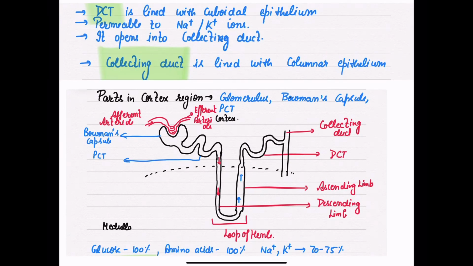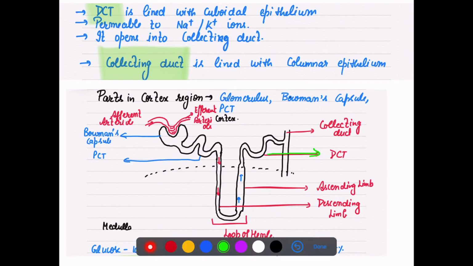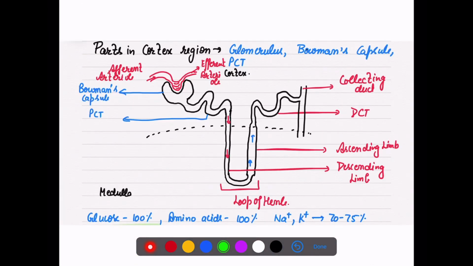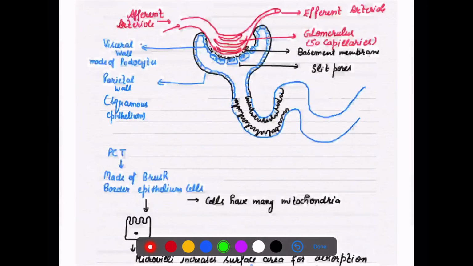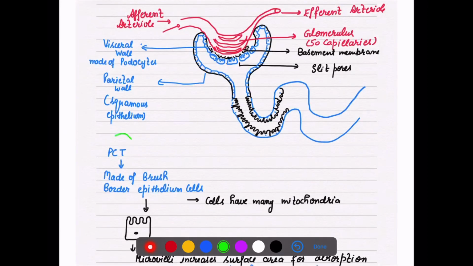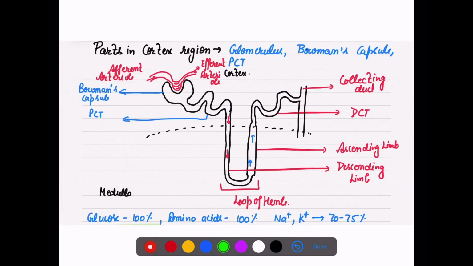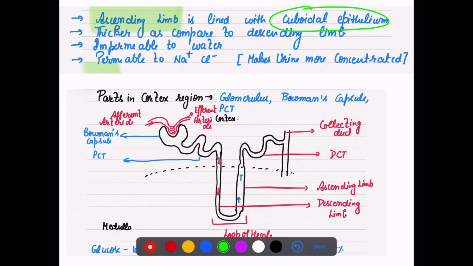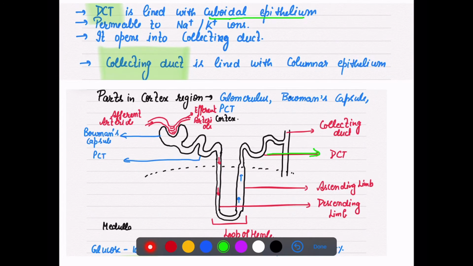So the next one is our DCT. DCT is lined with cuboidal epithelium. PCT is covered with which epithelium? Recall that PCT has a very special role. It is covered with brush border epithelium. The descending limb is covered with squamous epithelium. The ascending limb has cuboidal epithelium, and DCT is also lined with cuboidal epithelium.